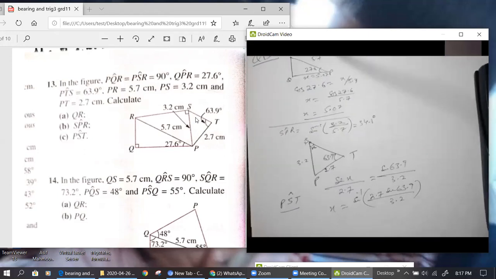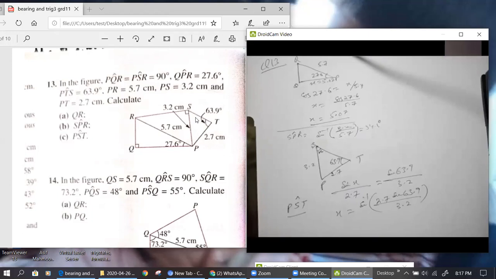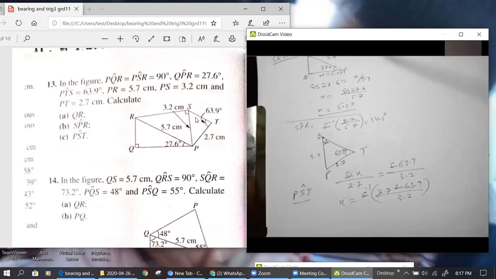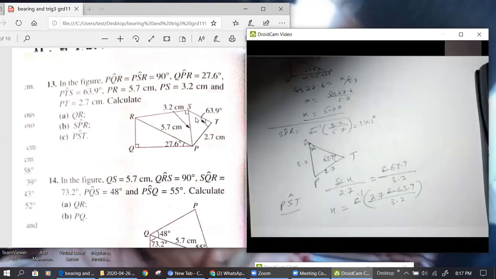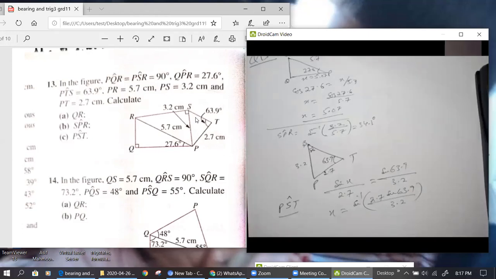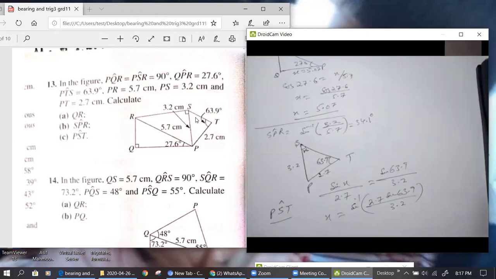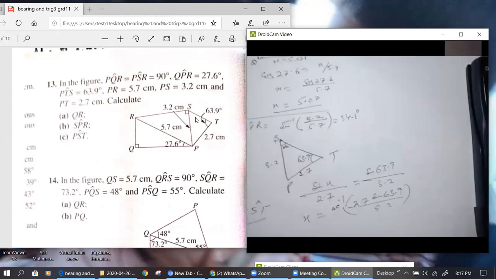0.7.7 and sine inverse. Answer is 49.2. Okay, you calculate it.